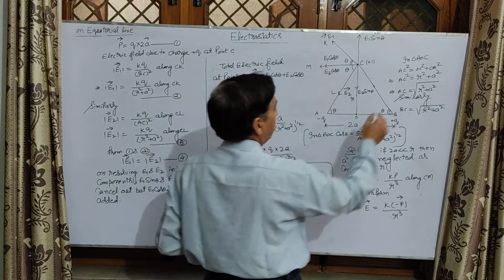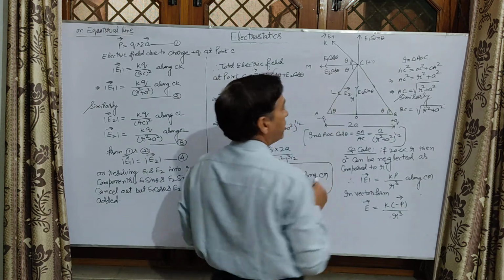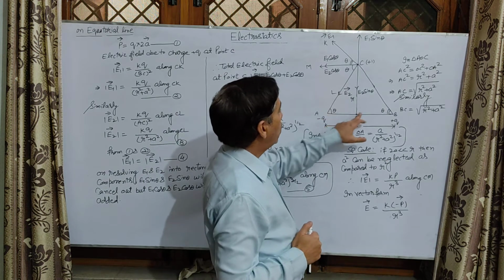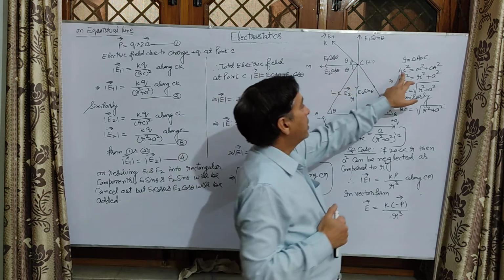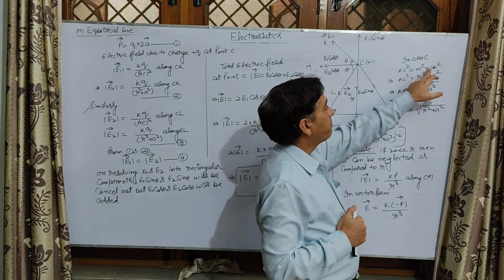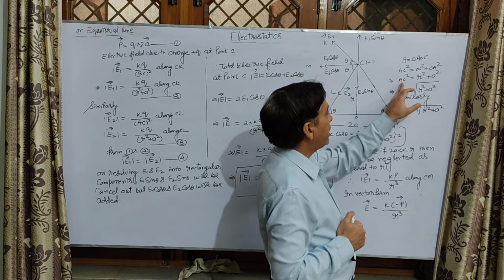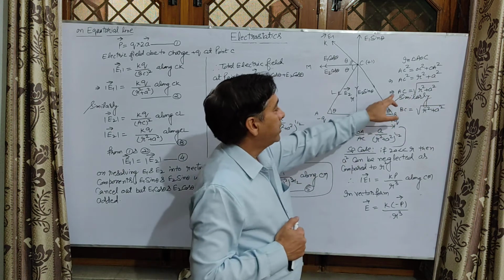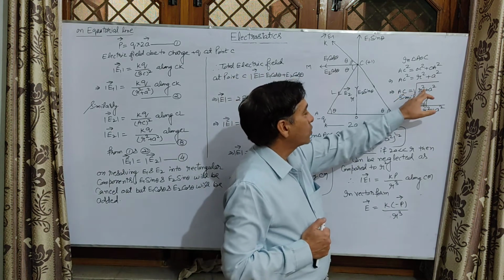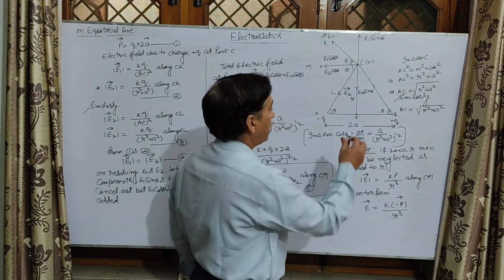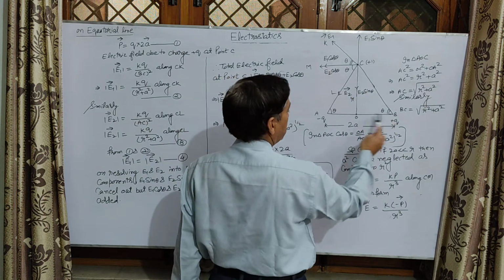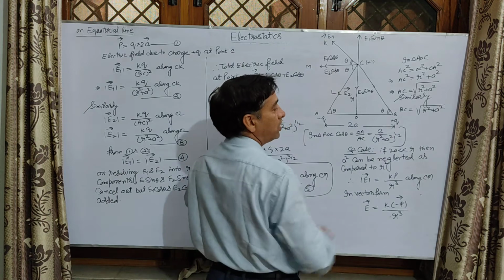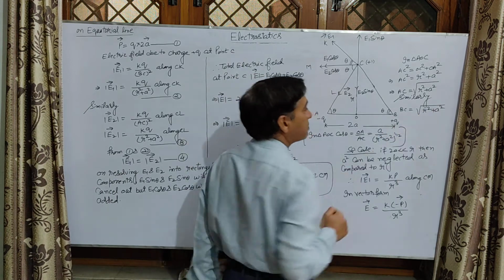First of all, we will find the value of BC and AC. In triangle AOC, AC square equals OC square plus OA square. AC square equals r square plus a square, and AC equals under root r square plus a square. Similarly, we can find the value of BC from this triangle BOC. The BC equals under root r square plus a square.